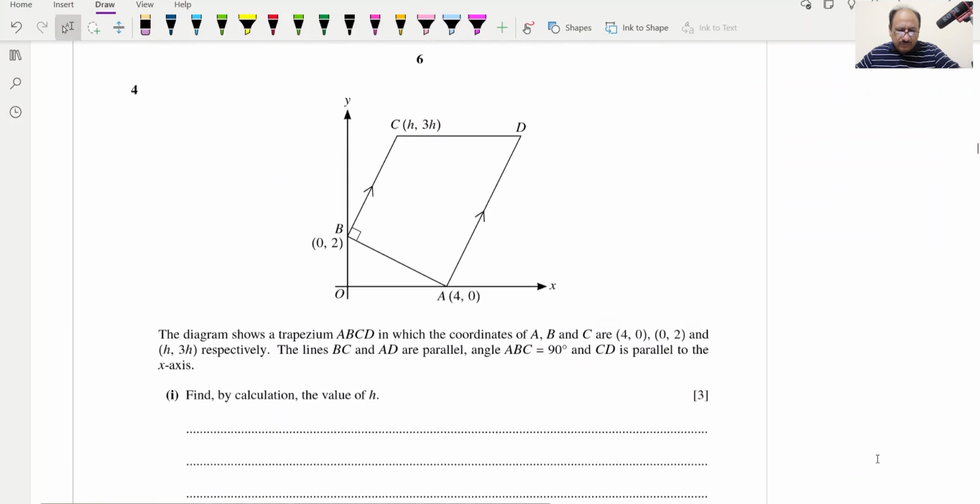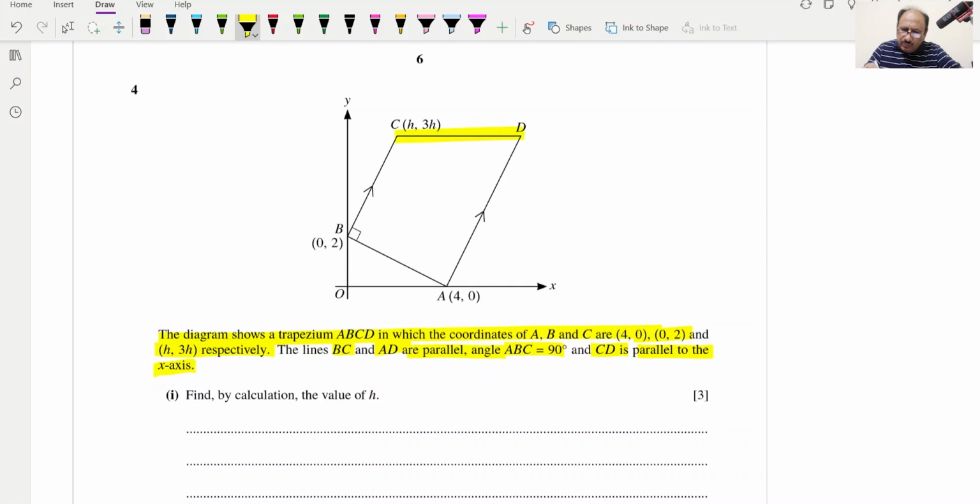Question number 4 says the diagram shows a trapezium ABCD in which the coordinates of A, B, and C are these respectively, and the lines BC and AD are parallel. Angle ABC is 90 degrees, CD is parallel to the x-axis. So this is also important.